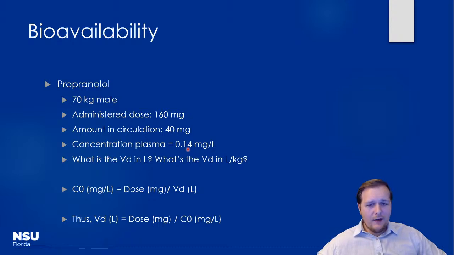So even though it does have high protein binding, you're going to find that it is really lipophilic, it likes to go into the tissues quite a bit. So we can see here, what is the volume of distribution in liters for this patient? And then more broadly, if I want to apply this to another patient, what's the liters per kilogram?